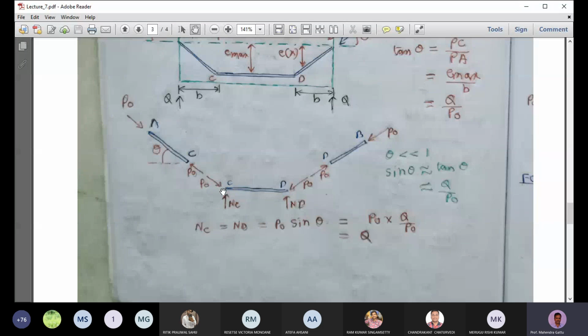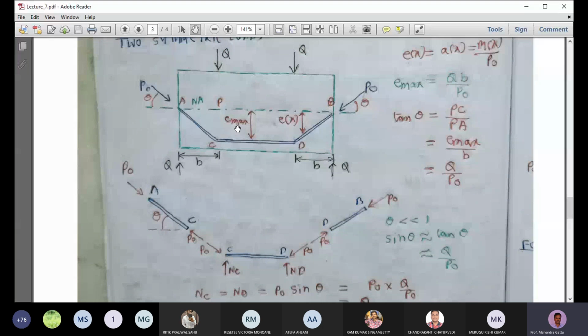In the horizontal direction, the P naught cos theta and P naught cos theta will balance out. In the vertical direction, we have P naught sin theta and P naught sin theta. So there is symmetry. So we have NC equal to ND equal to P naught sin theta. And we calculated sin theta, which is Q by P naught. So P naught into Q by P naught, we will get Q. So NC and ND both are equal to Q.